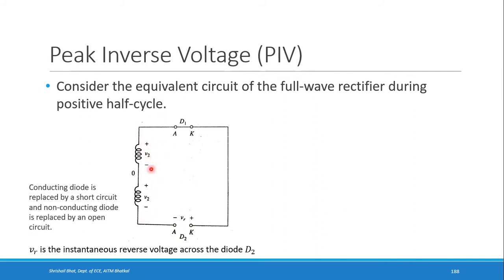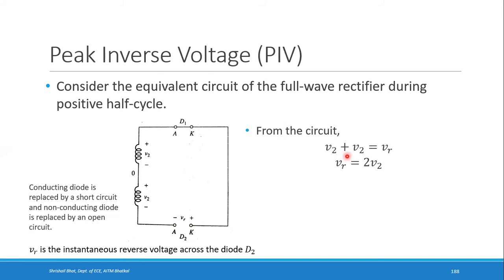So total voltage is V2 plus V2. That is 2 times V2. And where is that appearing? That total V2 is appearing across this D2 as VR. Right? From the circuit, we can say V2 plus V2 will be equal to VR. So what is that VR? It is the instantaneous reverse voltage. So VR will be equal to V2 plus V2, that is 2 times of V2.